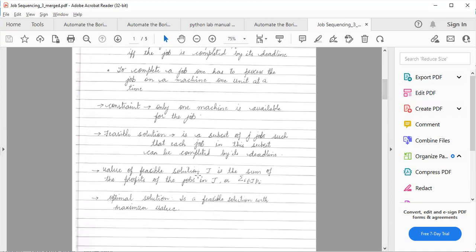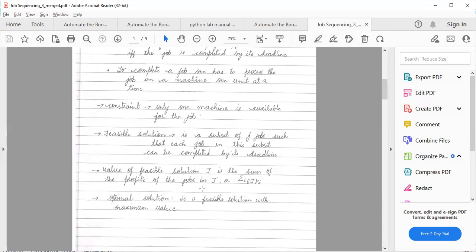Now, the value of a feasible solution J is the sum of the profits of the jobs. Let me tell you, this particular problem, greedy method for job sequencing, is basically a subset problem. A subset problem in the sense that, if you have 1, 2, 3, you have to generate all the subsets. So 1 is a subset, 2 is a subset, 3 also is a subset. Even you can combine 1 and 2, 1 and 3, 2 and 3, and so on and so forth. These are all called subsets.